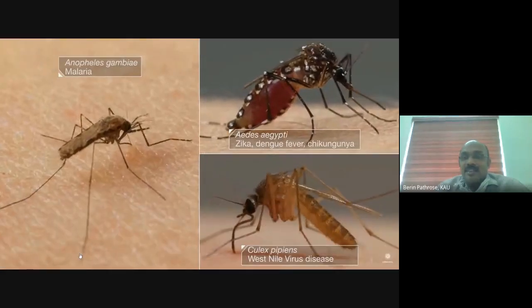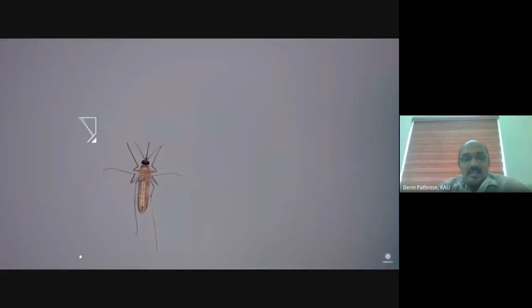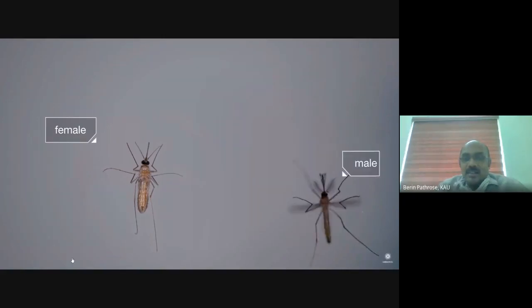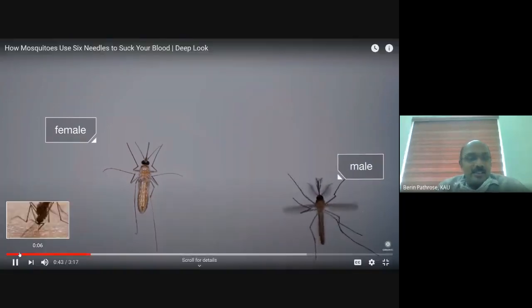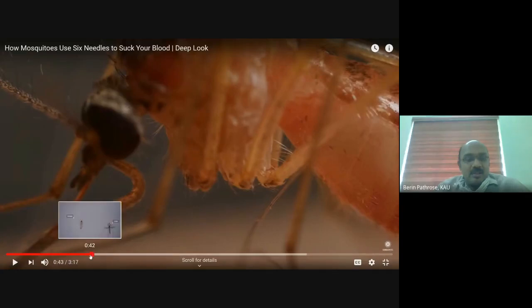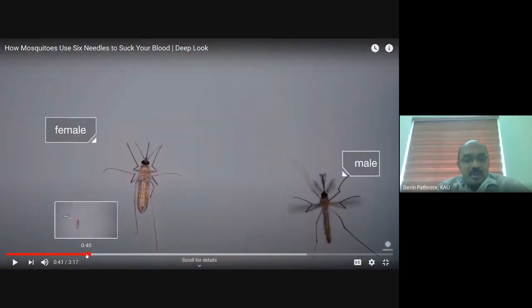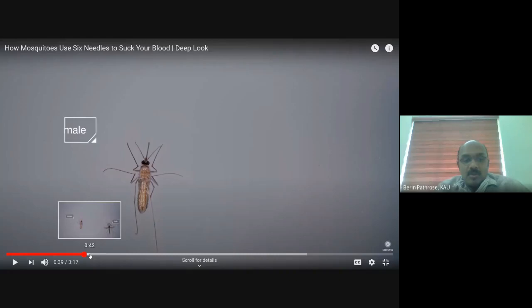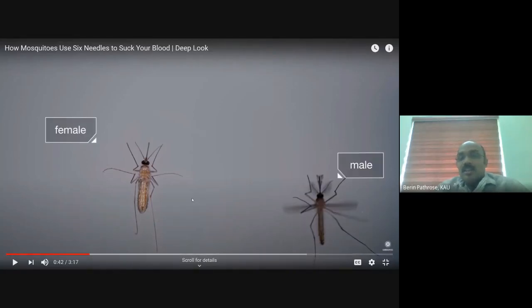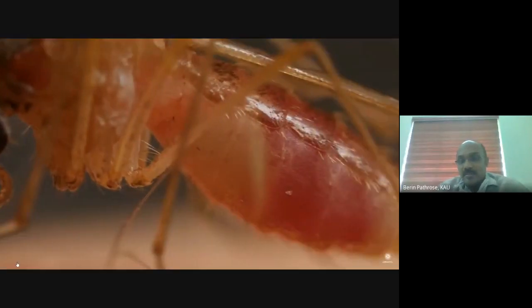Now you see the difference in the antennae. The antennae in the male is more hairy or more feathery in nature. That is why it is called a plumose antenna. Here in the female it is not that hairy. The number of hairs is less. That's why it is called a pilose antenna.